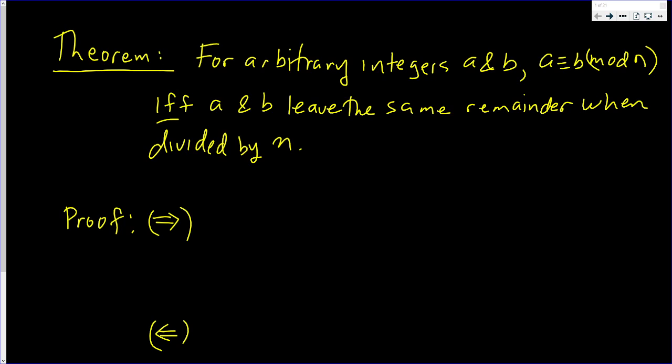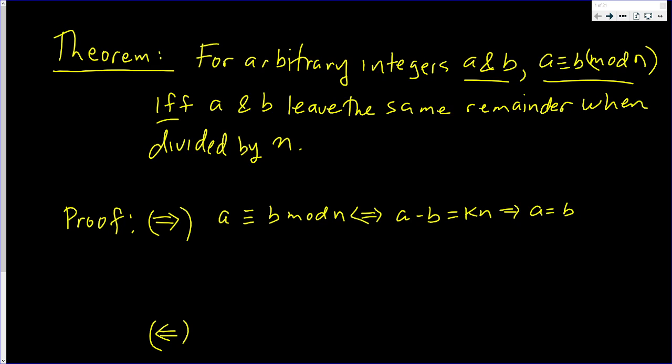So we're going to start off with a and b arbitrary, and that a is congruent to b mod n. Well, that implies that a minus b is a multiple of n. In fact, it's if and only if. Well, that implies that a is b plus kn. We will come back to this in a moment.